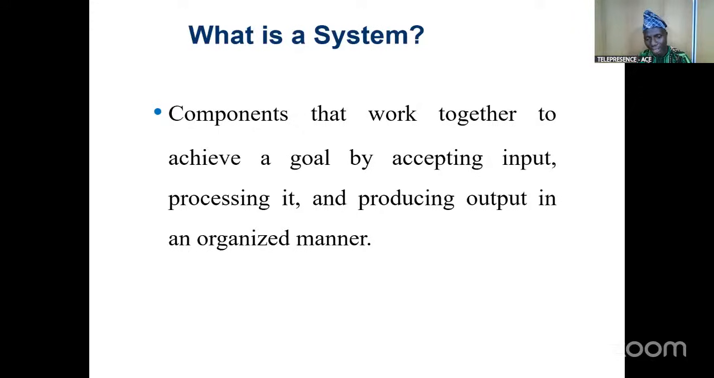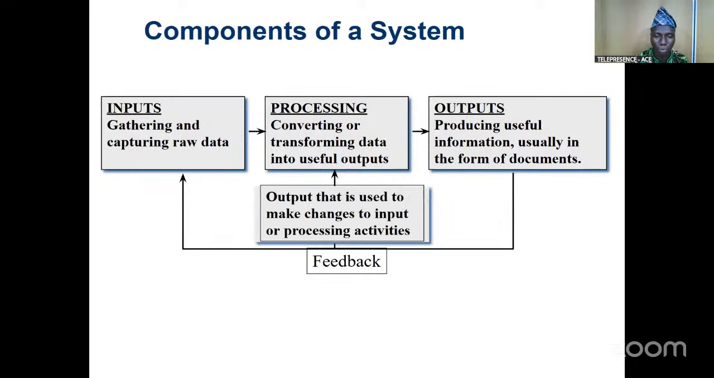So today we are talking about data that has been presented, that has been processed, that produce output in an organized manner. So a system is components that work together to achieve a goal, accept input, process it, and produce output in an organized manner. These are components of a system. It will take inputs, it will process the raw data that has been input, and it will produce useful information that has been organized. There will be feedback.